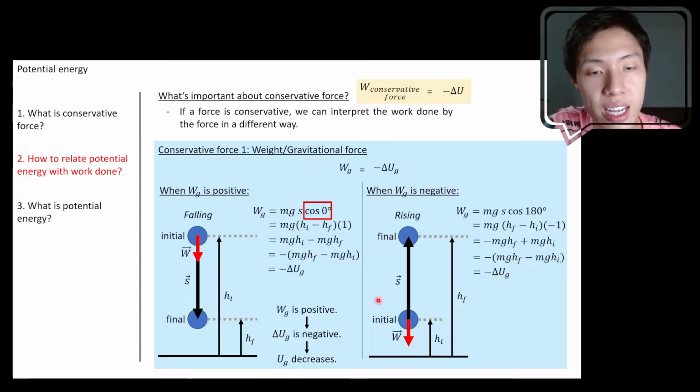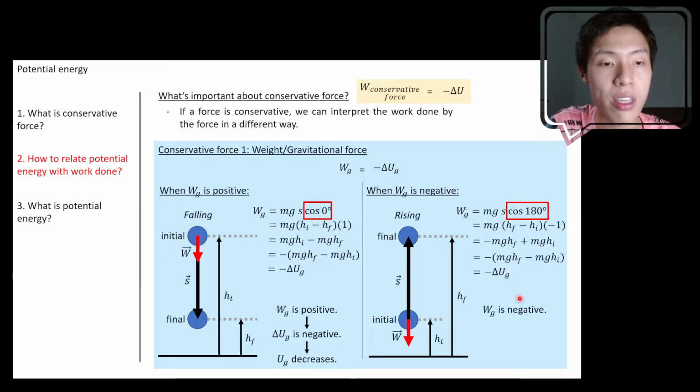Okay, so now let's analyze this situation more qualitatively. In this case, we see that our work done here is a negative work done. Why? mg is positive, s here is also positive because they are both magnitudes of a vector, but cos 180 here is -1. So positive multiplied by positive multiplied by negative, you get a negative work done by gravity. So cos 180 here is the one that caused our work done by gravity to be negative.